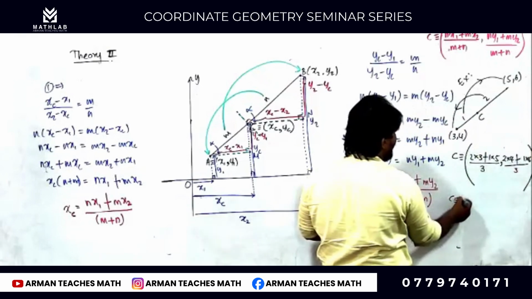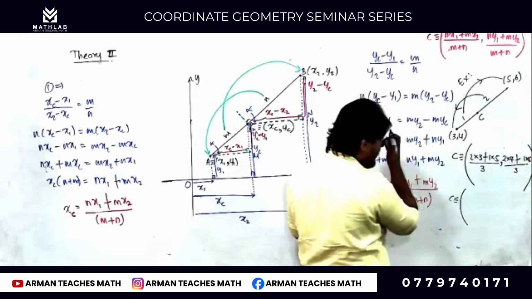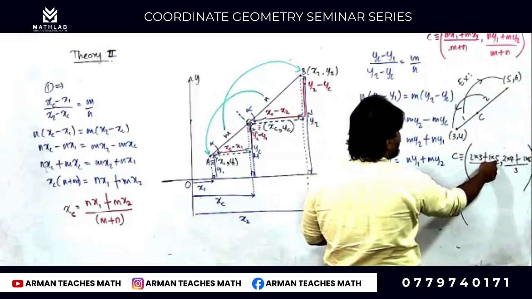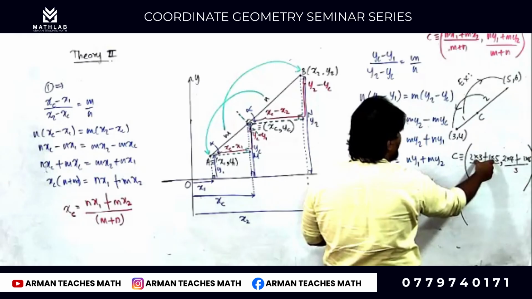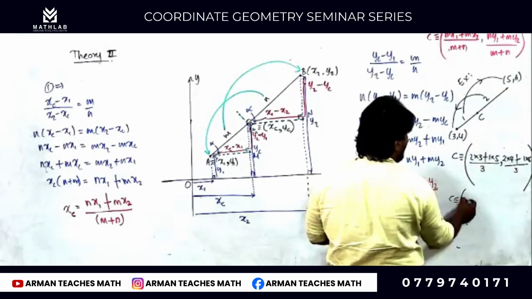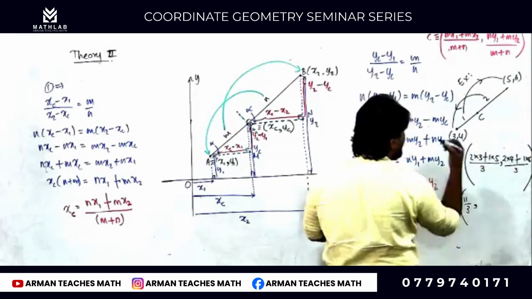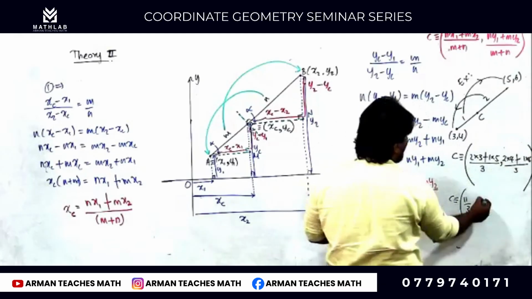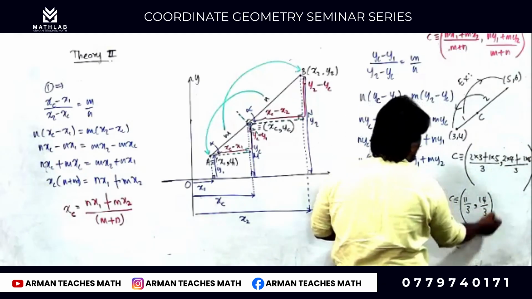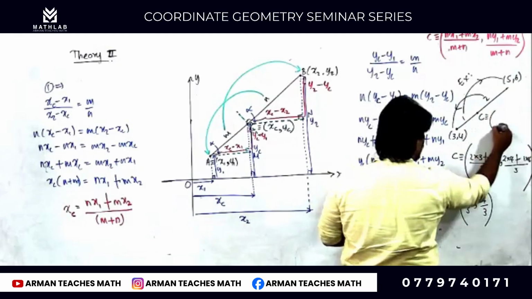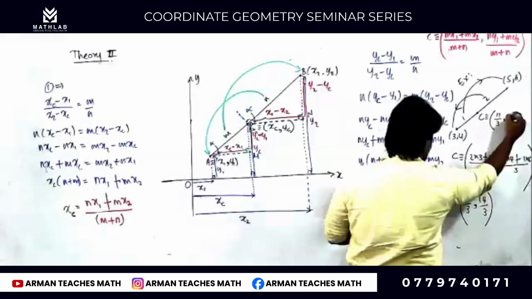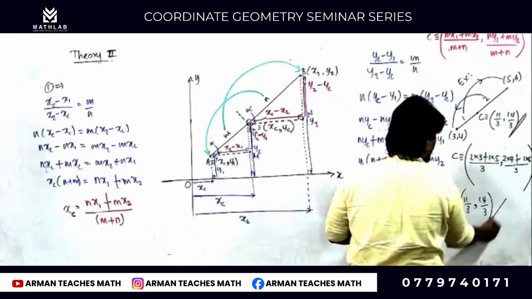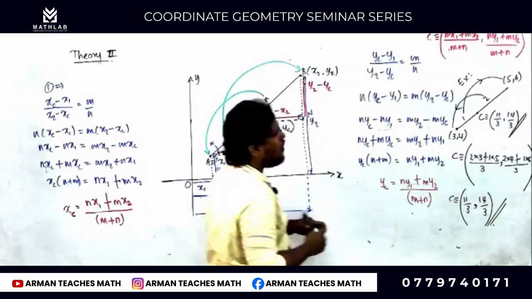This is just a random set of values I selected. Simplifying: 2 times 3 is 6, 1 times 5 is 5, 6 plus 5 is 11, so 11 divided by 3, 11 over 3, comma, 8 plus 6 is 14 divided by 3, which is 14 over 3. C's coordinates are going to be (11/3, 14/3). This way we can calculate the coordinates of the given point.